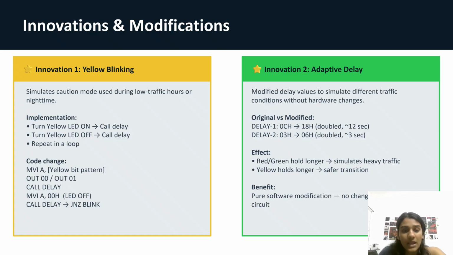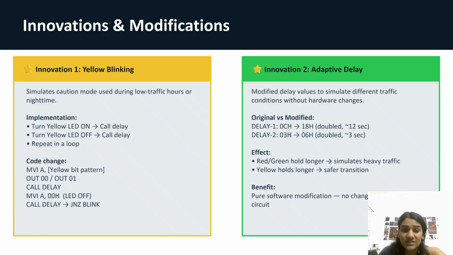In assembly, we send the yellow LED bit pattern using OUT, then call delay, then send 00H to turn it off. Call delay again and loop using JMP. This creates a visible blinking signal.